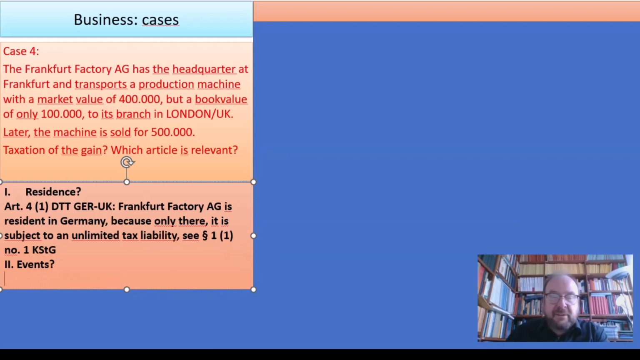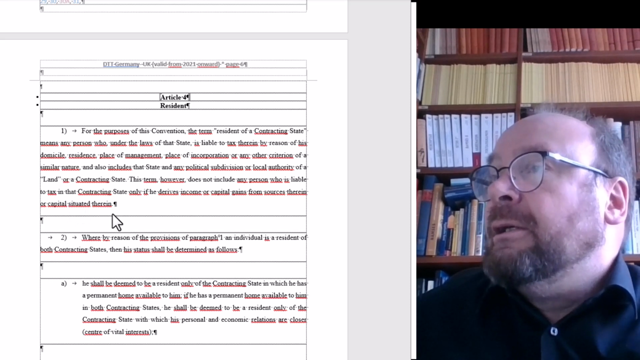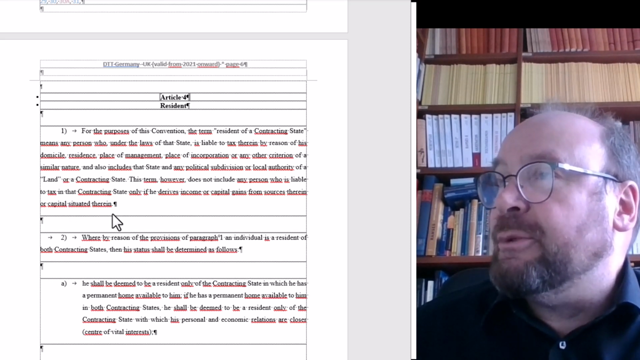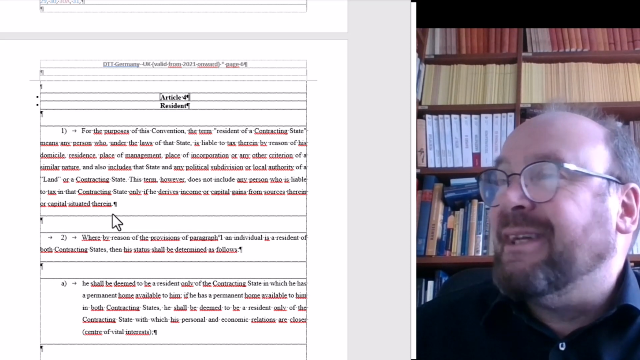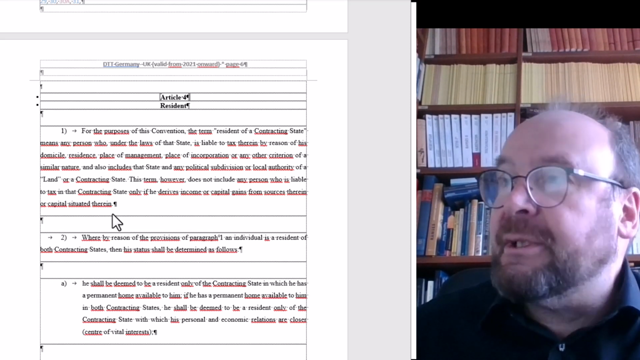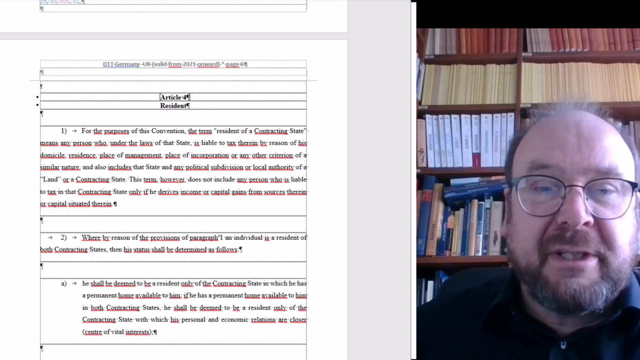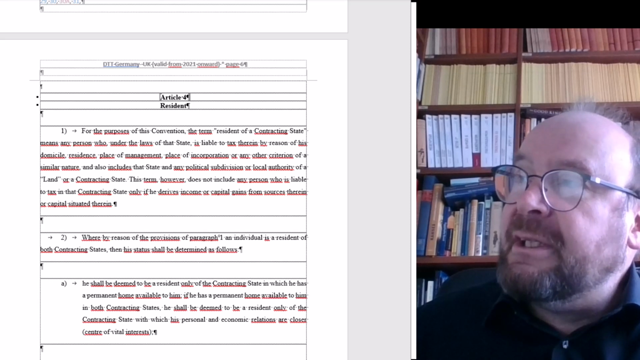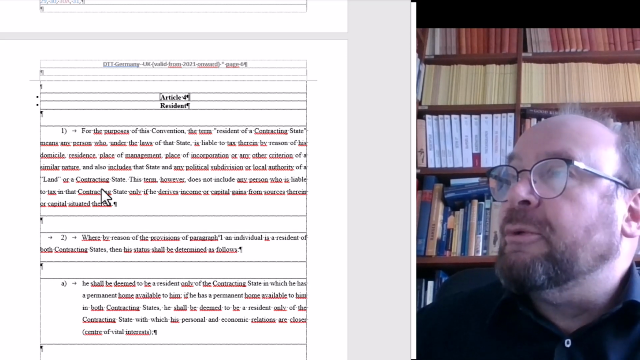So let's have a look at the British treaty and then check if it's really 4.1 and if it really says what we supposed that it says. And indeed, here we have again what we supposed in the beginning. The term resident of a contracting state means any person who, under the laws of that state, is liable to tax therein by reason of his domicile, residence, place of management, place of incorporation. That is true for Germany, and that is not true for the UK. So indeed, under 4.1, we have the Frankfurt AG resident in Germany only. Then, by the way, the next step will be the events. And that means for us that we should also have a look at the taxation of the later gain. Where do we find gains?